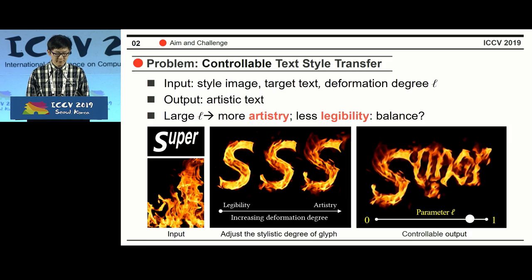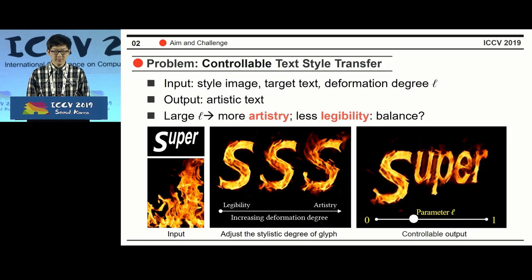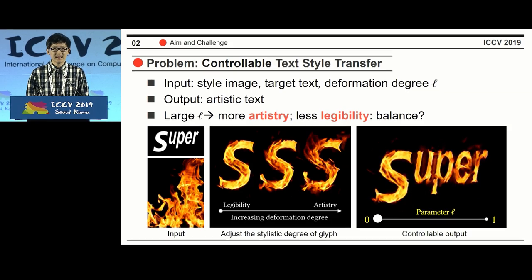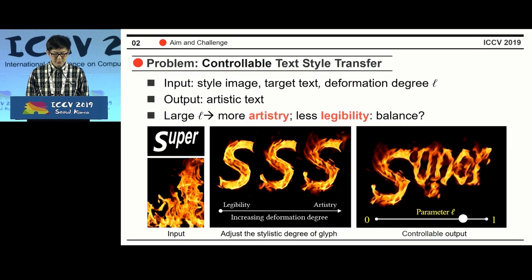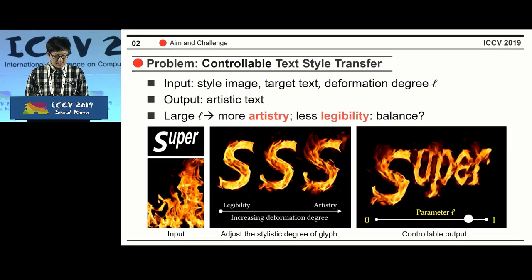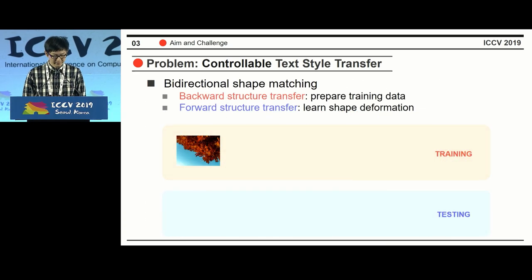In view of the above, we are motivated to investigate a new problem of fast controllable artistic text stylization. We introduce an additional parameter L to control the deformation degree and aim to adjust the text shape based on L freely to allow users to select the most desired one.